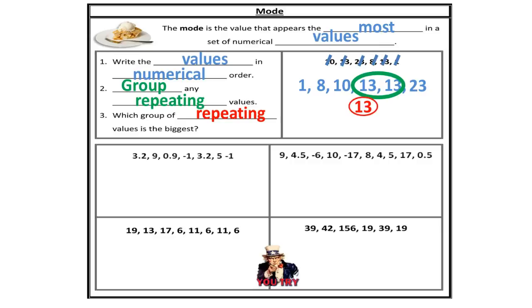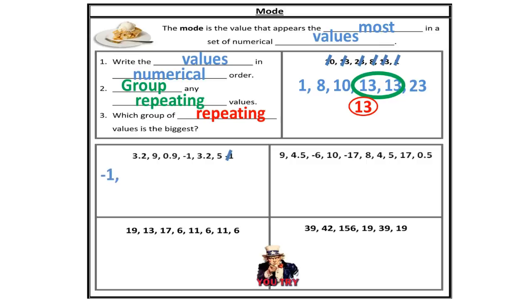There are more 13s than anything else. 13 is represented the most. Let's try a couple example problems. So we start by writing the values in numeric order. Remember, if there's negatives involved, they're further down to the left on that number line.